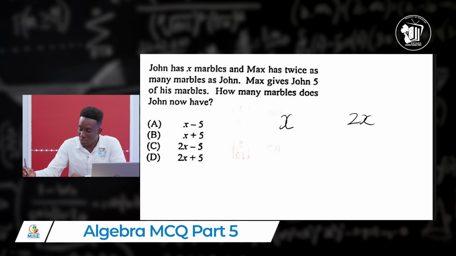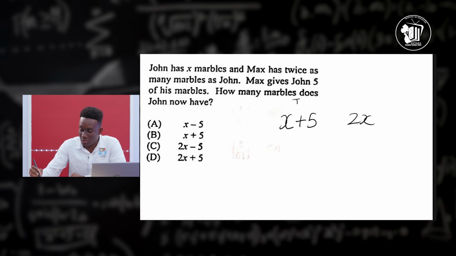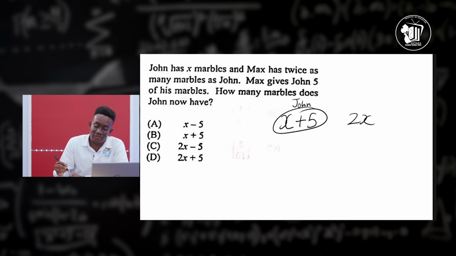So Max gives John 5 of his marbles. So John now has x plus 5 marbles. And I want to know how many marbles John will now have. So John has x plus 5 because 5 additional marbles were added to his marbles. So it is x plus 5, which is B.